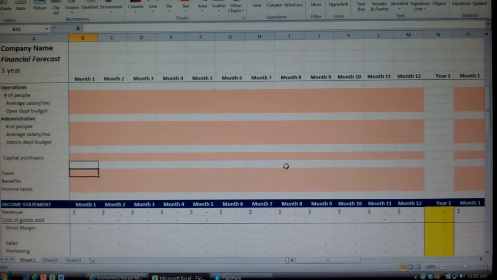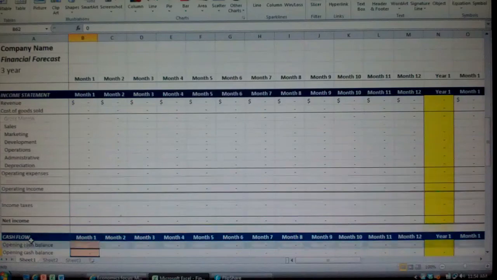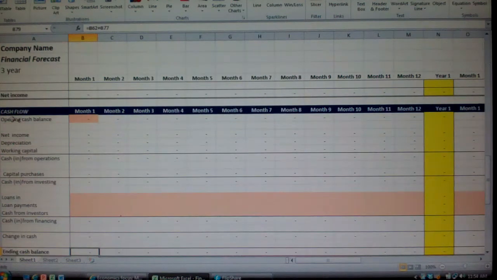Then down below, beginning on line 42, you see an income statement where you have the revenue, which is amounts you'll get from customers, cost of goods sold, which are the direct costs associated with that, operating expenses like your sales expenses and marketing expenses, devs, ops, admin. Getting you down to operating income, subtract off income taxes, gets you to net income. Okay? The next section, beginning on row 61, is your cash flow.